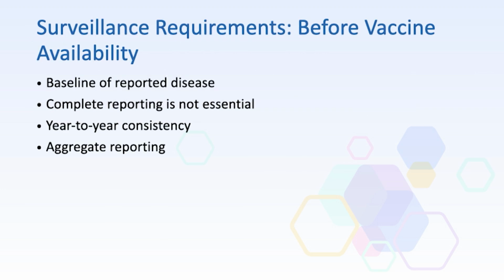Before a vaccine is available for routine use, the public health surveillance information we need is pretty simple. We need to have a baseline of reported disease. Complete reporting is not essential, but we do need year-to-year consistency. We need national data to represent the epidemiology of the disease prior to the availability of the vaccine. But during this phase, aggregate reporting of case counts is usually sufficient.